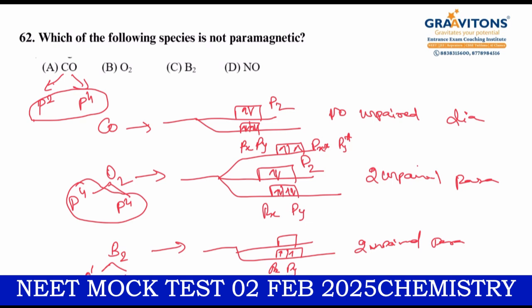And when you go for NO, where nitrogen has p3 and oxygen has p4 outer electrons, if I go for molecular orbital theory, it is visible that totally we have 3 here and 4 here, 7 electrons, and 6 will be filled here and 1 more electron in Px star. So you have 1 unpaired electron here, which is para in nature. So which of the following is not paramagnetic? Here CO will be the correct option, A.